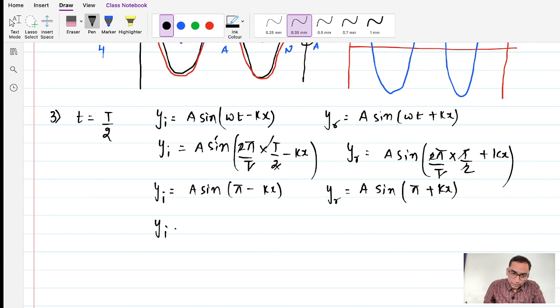So the incident wave equation here, how do I remember? Sine pi minus something is always sine. Now pi minus theta means it is in the second quadrant. I apologize, it is in the second quadrant. 180 minus theta is in the second quadrant. Second quadrant sine is positive, so here I will put positive sign and pi will be removed, so it will be kx.